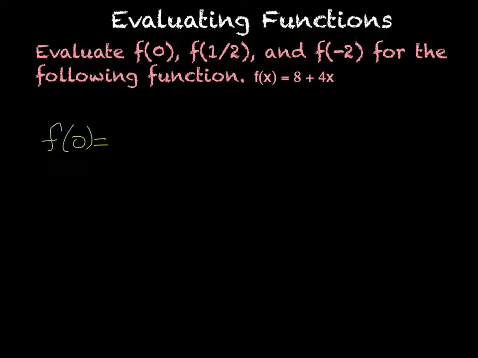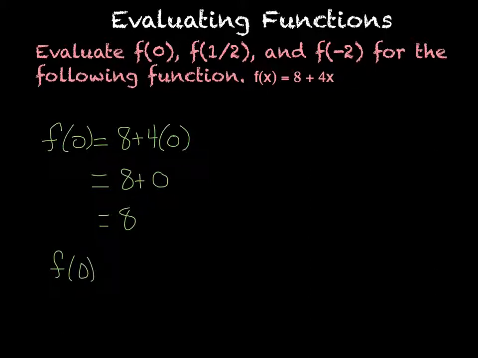So f of 0 equals 8 plus 4. Now there's an x right there, so that's where I'm going to put in my 0. 8 plus 4 times 0. Now I'm going to do my order of operations, so that would be 8 plus 4 times 0, which is 0, and 8 plus 0 is 8. So my final answer is f of 0 equals 8.